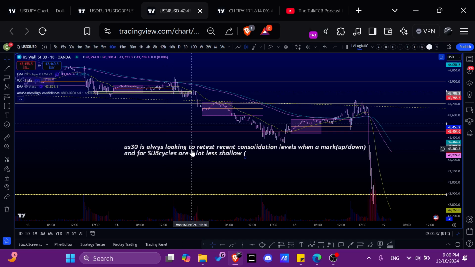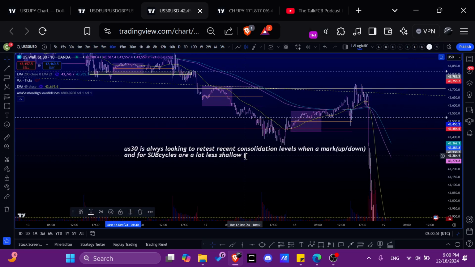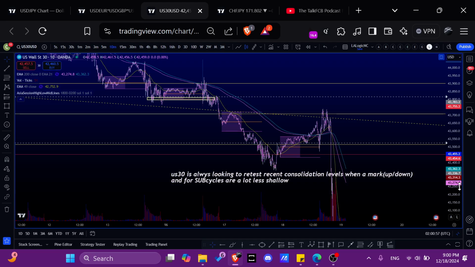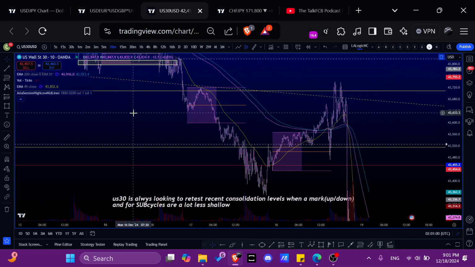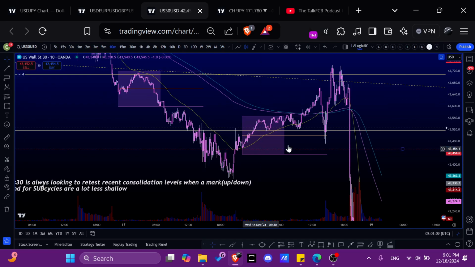US 30 is always looking to retest recent consolidation levels when they mark up or down, and for subcycles, less shallow. What does that mean? Potato, tomato. It just means that if we're paying close attention to these Asia session high, low, midlines, right? The tool was an indicator.